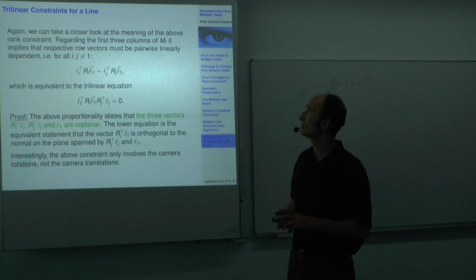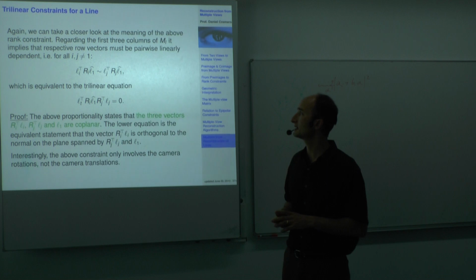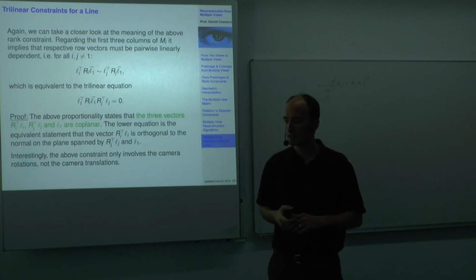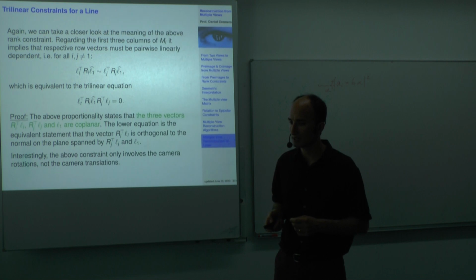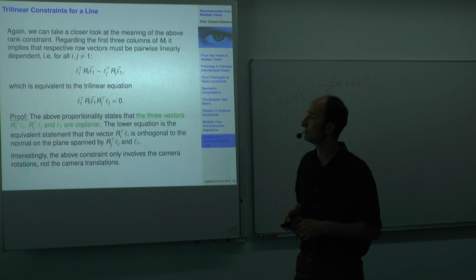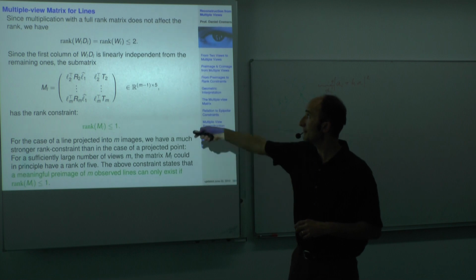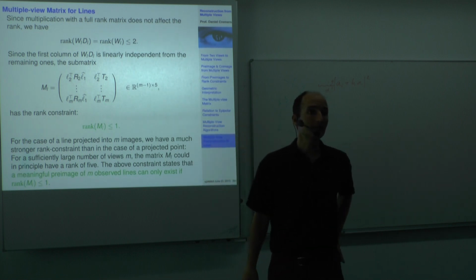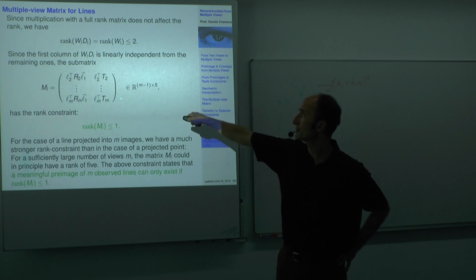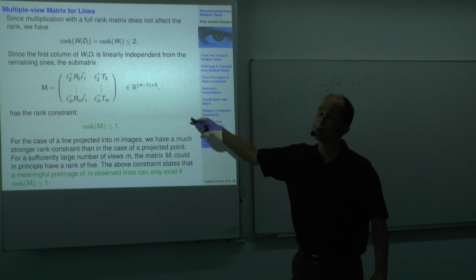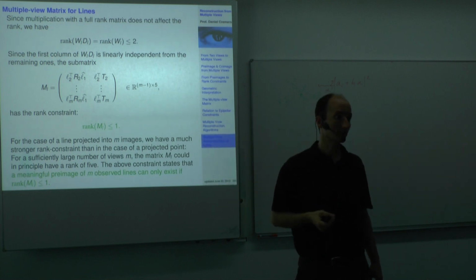And so this is what we do here. We look at what constraints that rank constraint on the multiview matrix implies. One of the constraints it implies is that the row vectors must be linearly dependent. So we have a matrix here with m-1 rows. The statement that it has rank 1 means all the rows must be linearly dependent. More specifically, there's only one linearly independent row in this whole structure.